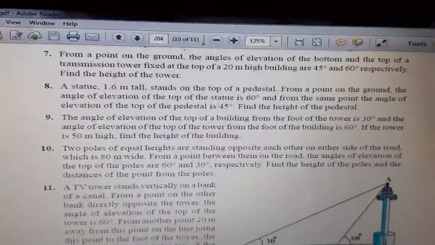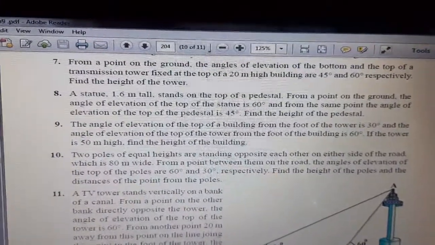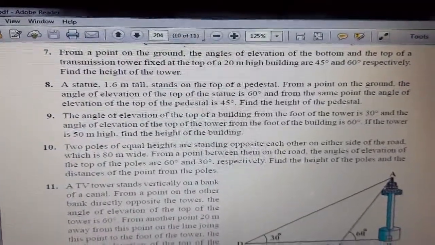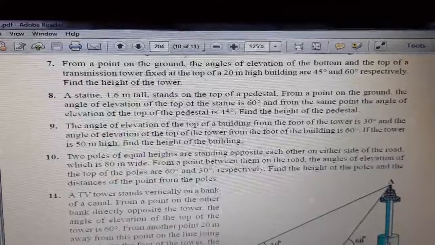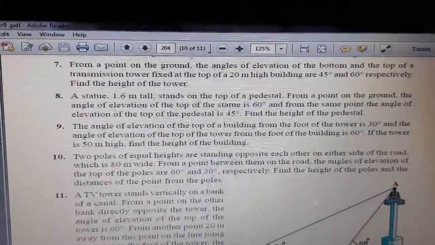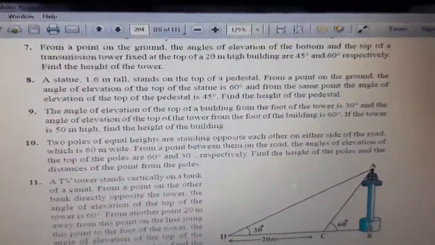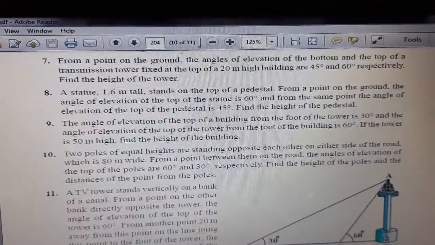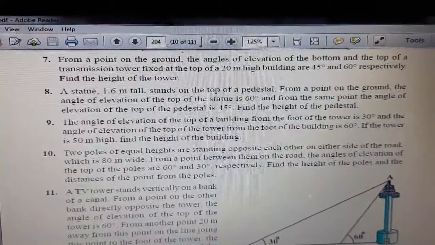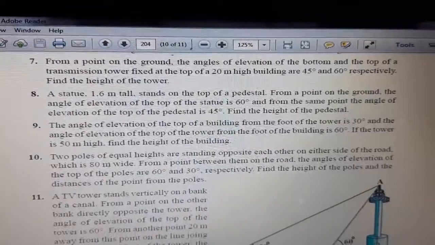Now there is a ground and a point on the ground, and from that point the angle of elevation of the top of the statue is 60 degree, and from the same point the angle of elevation of the top of the pedestal is 45 degree. Here it is very important to notice he is talking about the top of the statue and the top of the pedestal. Based on this information, first we will draw its diagram.